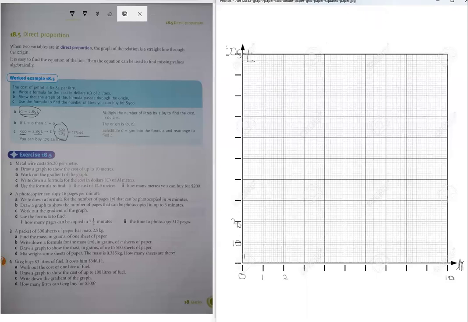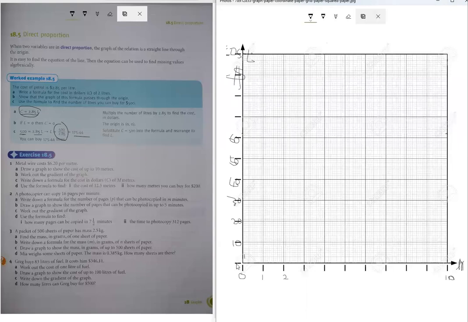Then you have 20 and 30 and 40, 50, and then 60, and then 62. 62 is two tiny boxes here. So basically you'll be here. That means if you buy 10 meters, you need to pay $62. This will be in terms of dollars right here.